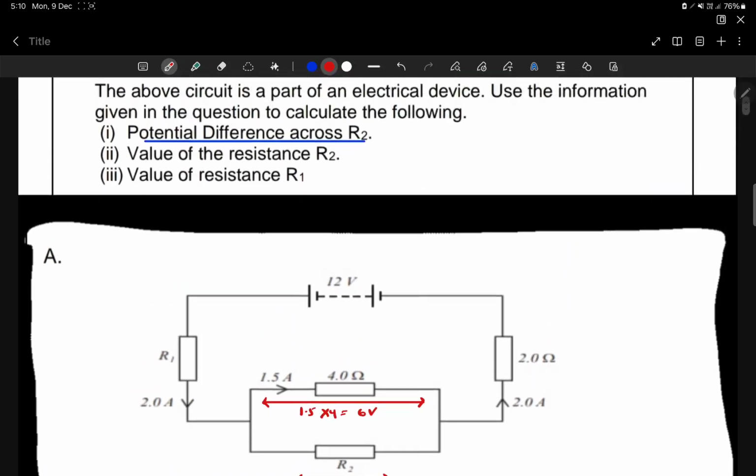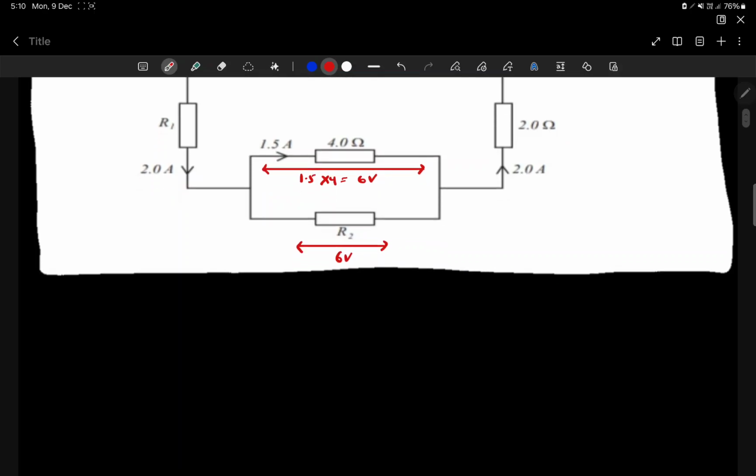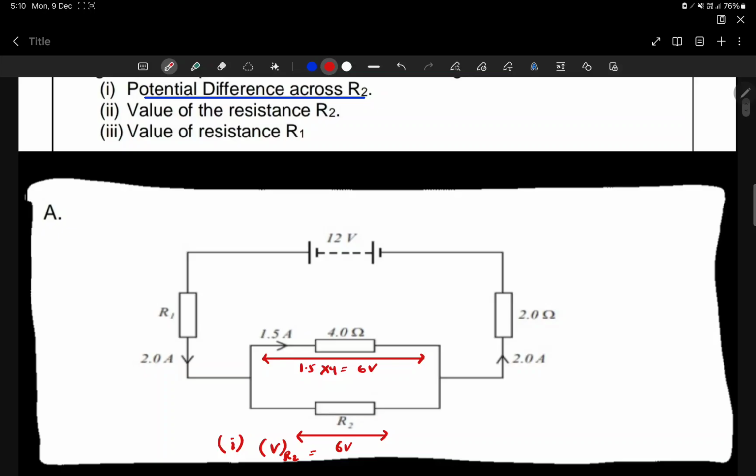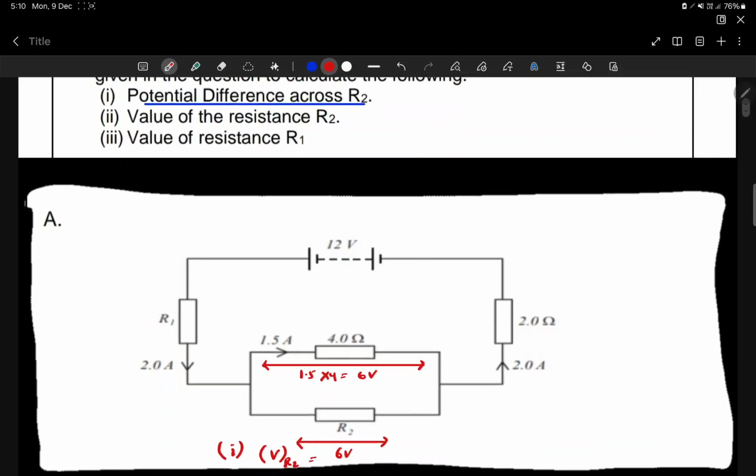So it is asking potential difference across R2. So our answer is potential difference across R2 is equal to 6 volt. This is your first bit answer. Next, in second bit, it is asking value of the resistance R2.